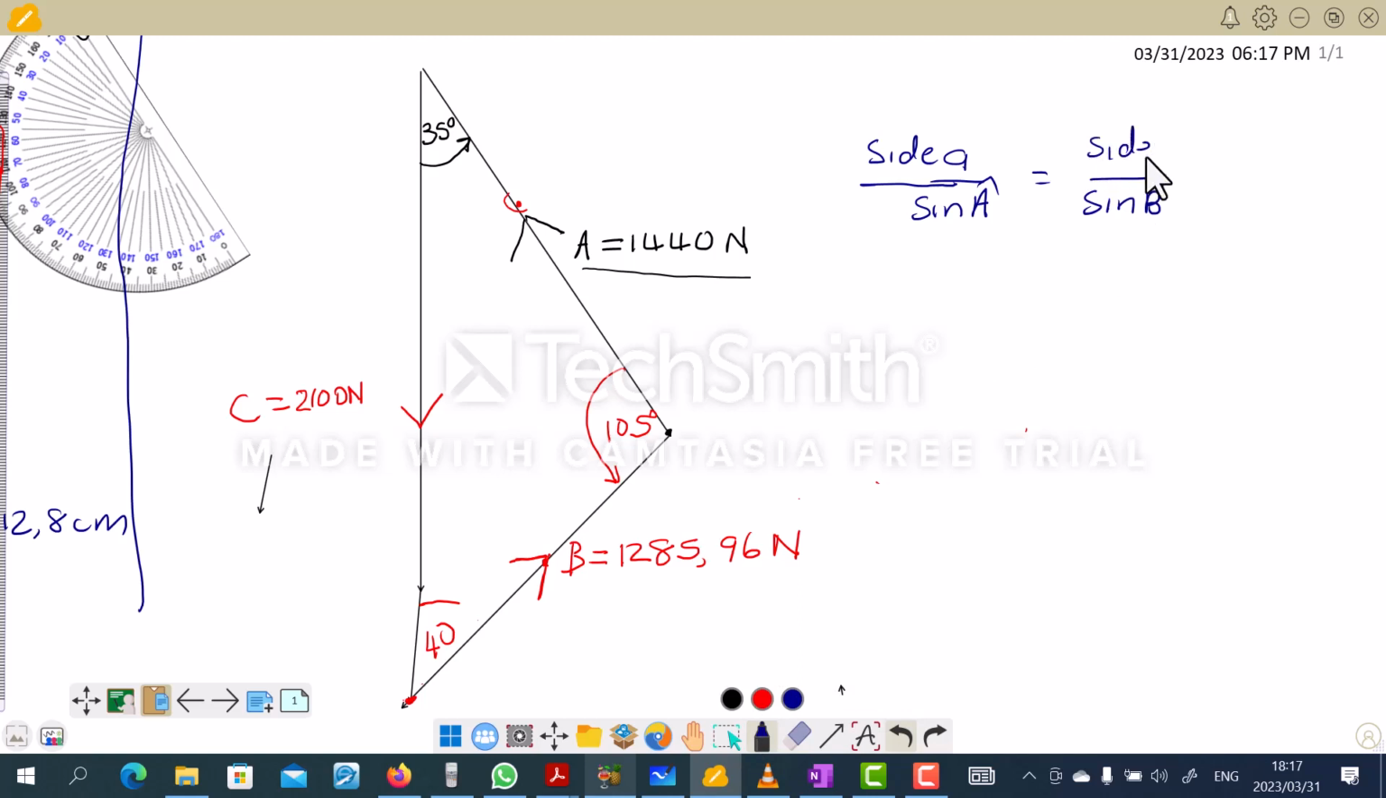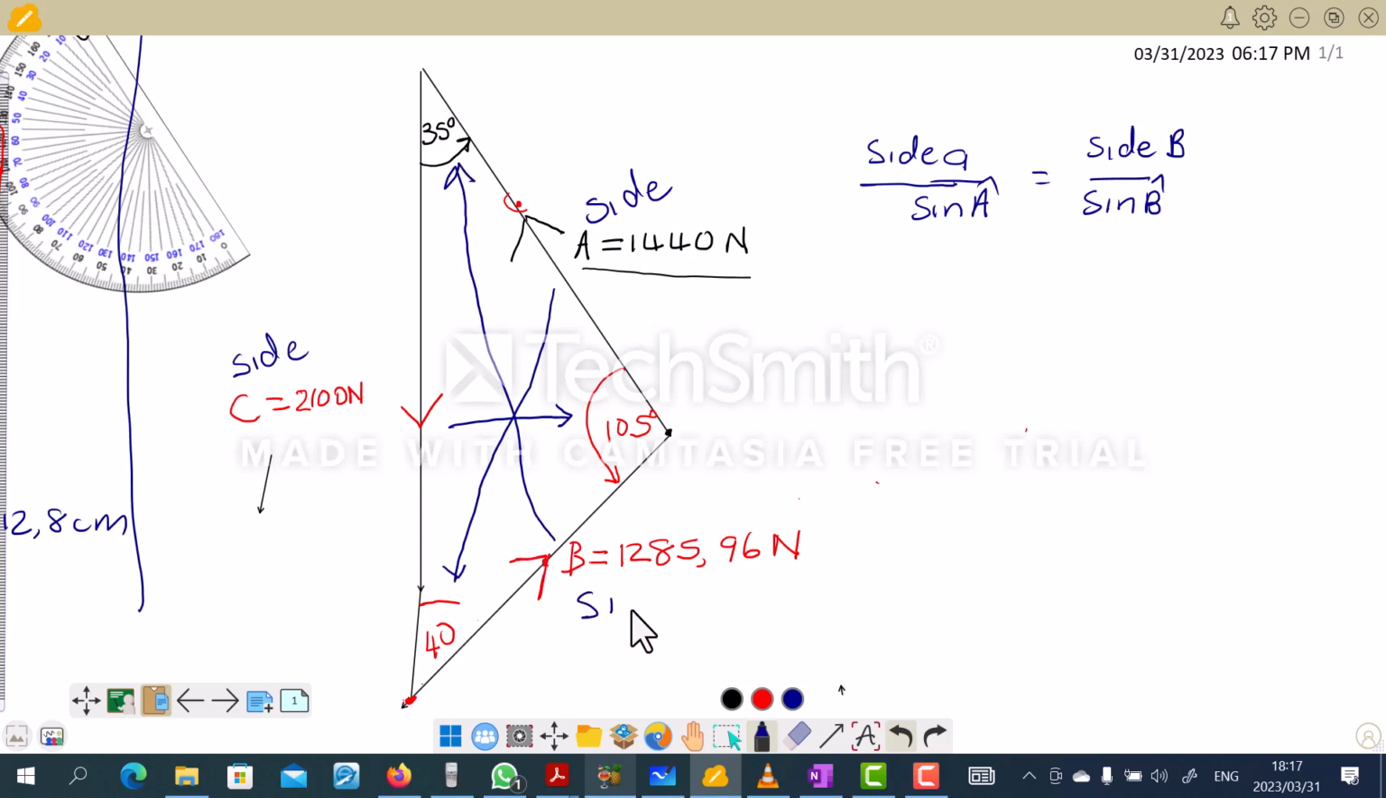So this is side B. As you can see here, this is side C, and it is facing this angle, which is 105. We have another side here, and this side is facing this angle, which is 40. We have another side here, which is side B. It's facing this angle, which is 35. So all of these are sides.